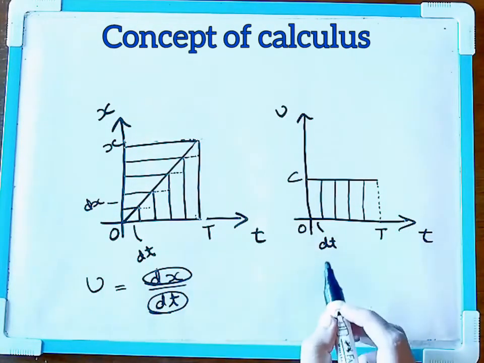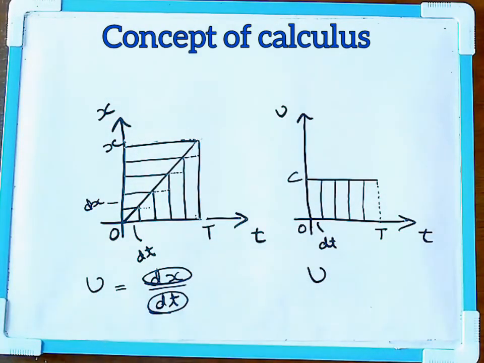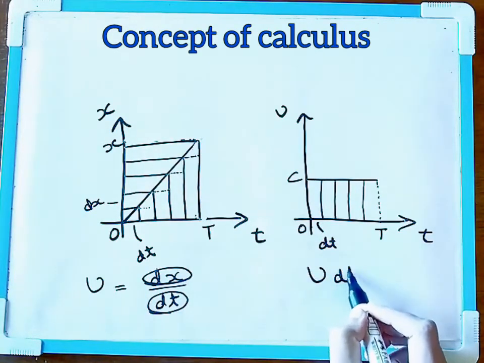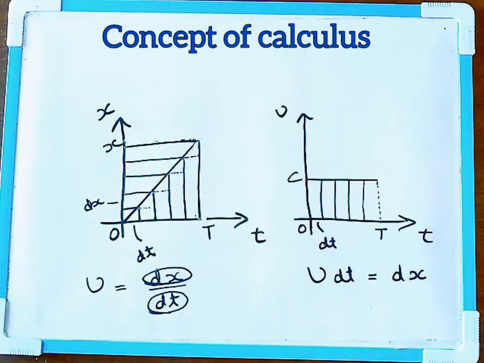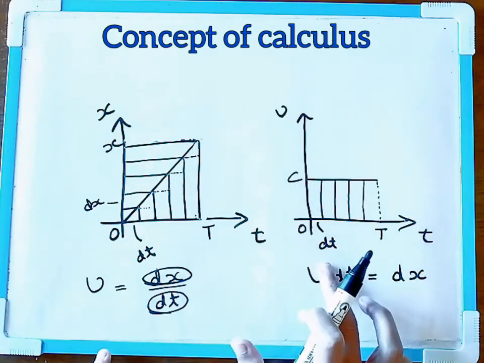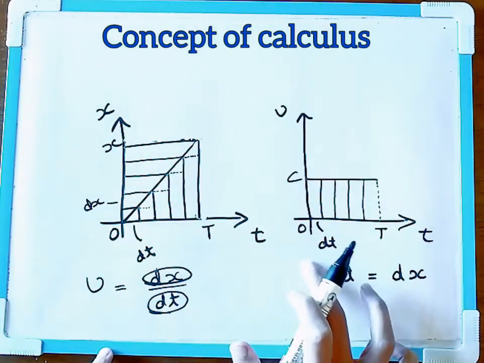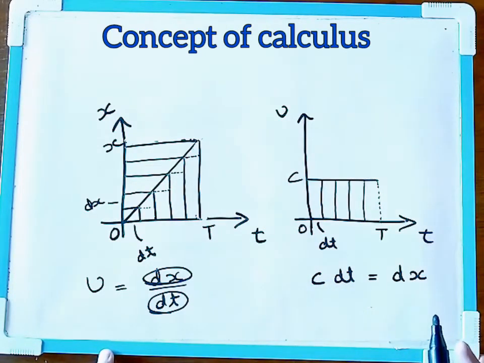We'll use this formula. From this formula, by cross multiplication, we have v dt equal to dx. And since this velocity is constant, it is equal to c. So I can write this as c dt is equal to dx. Remember, c is the constant velocity.